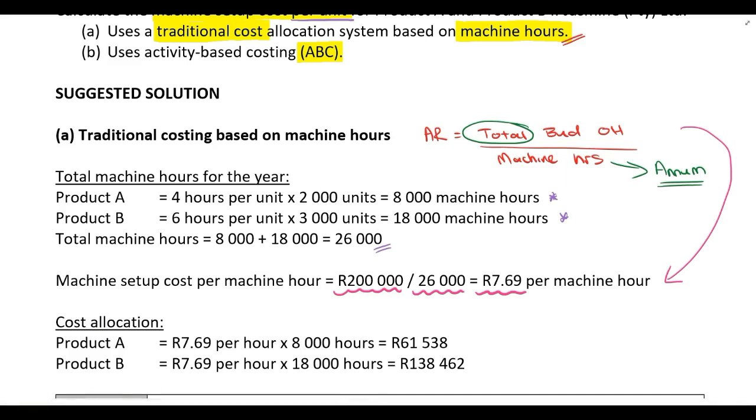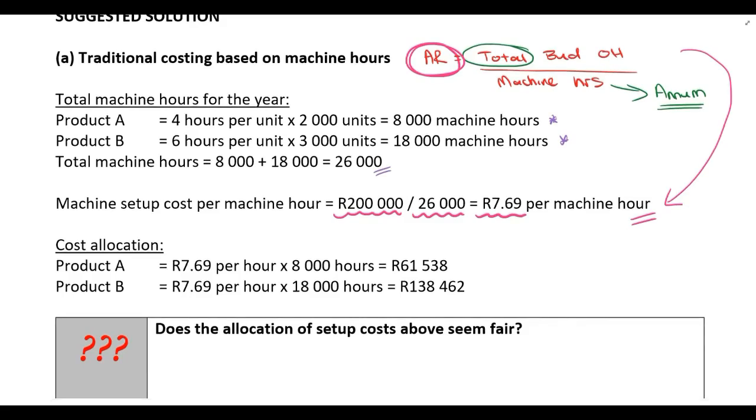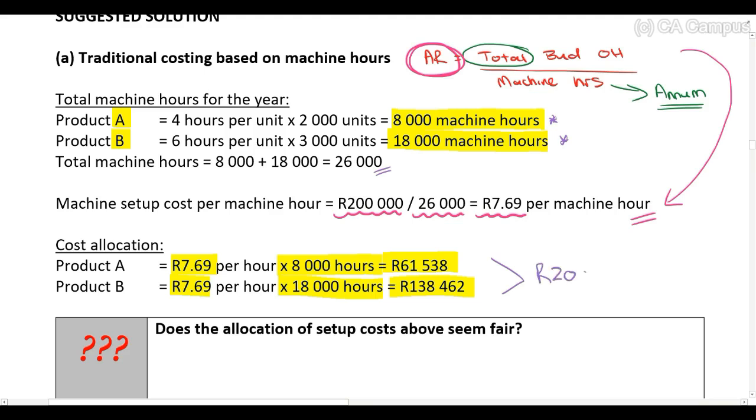So that's what I do first up front, is I calculate this allocation rate. After I know what my allocation rate is, I can then apportion the cost between the 2 different products. So all I'm doing, guys, is I know I have a total of 8,000 machine hours to make product A and 18,000 machine hours to make product B. So I take this allocation rate that I've calculated and I multiply it out by the number of hours. And you can see all I've done is I've taken the total cost of 200,000 Rand and I've apportioned it between the 2 different products using machine hours as the basis of my calculation.